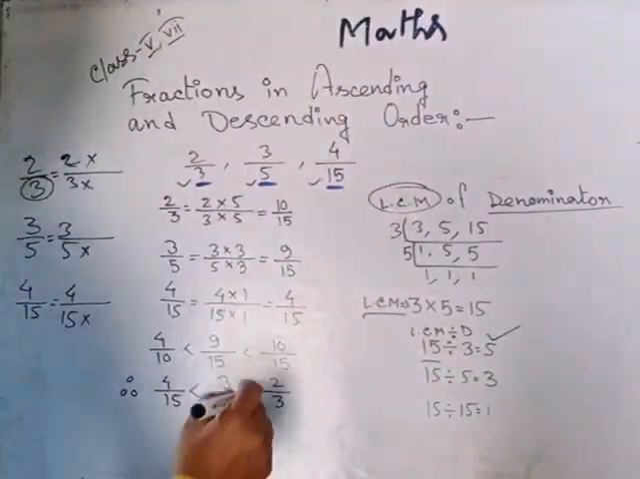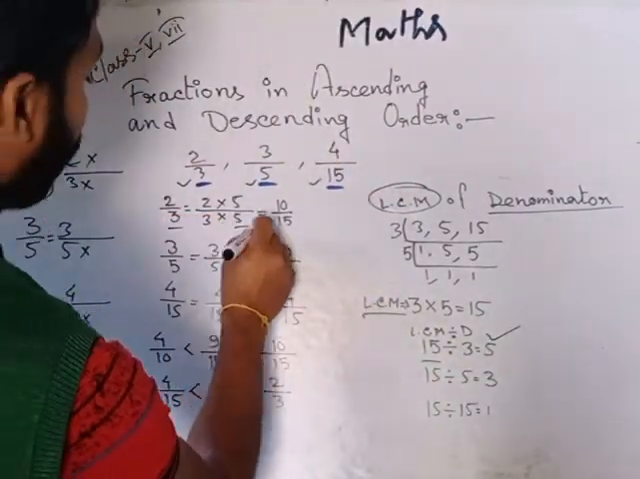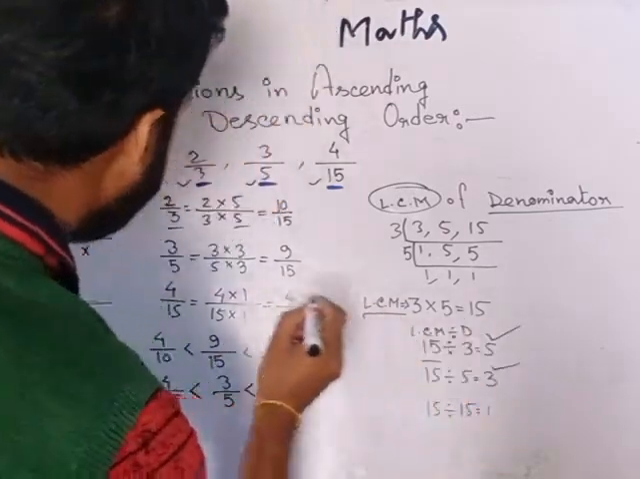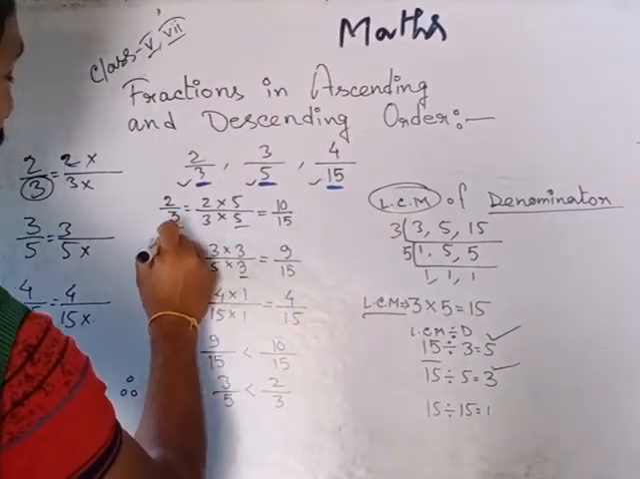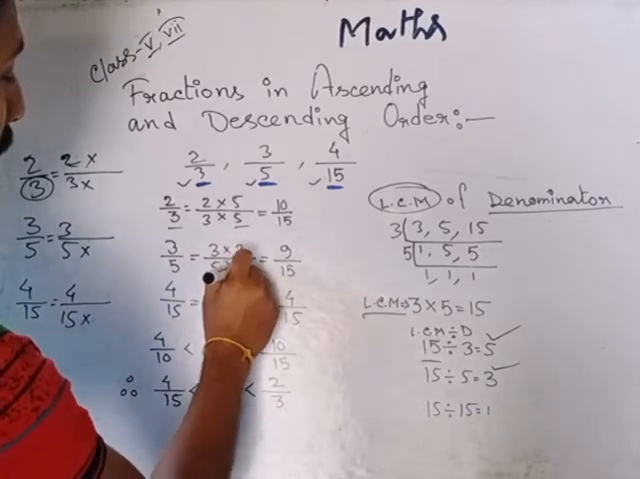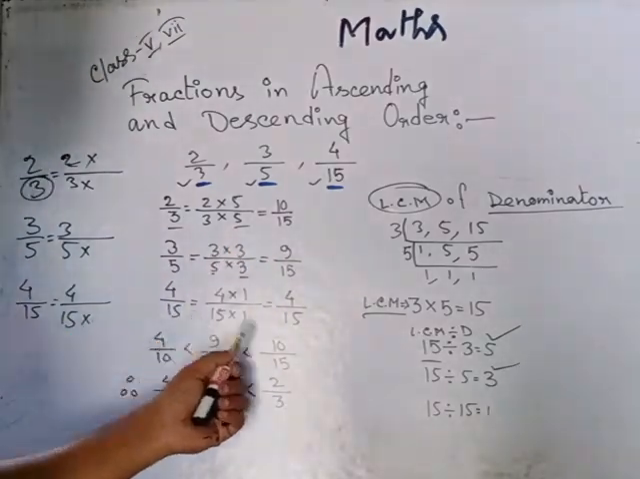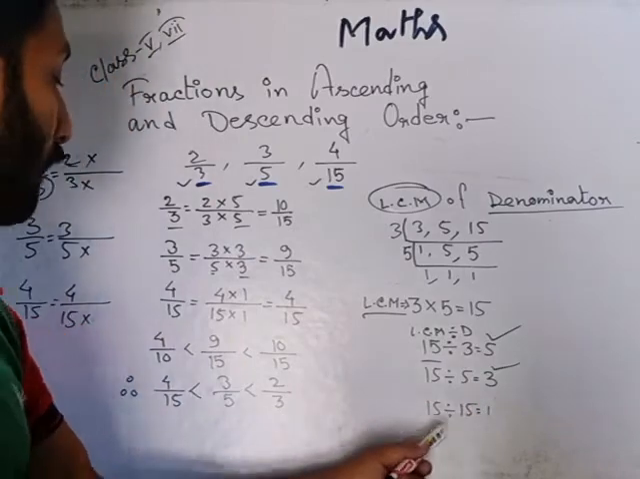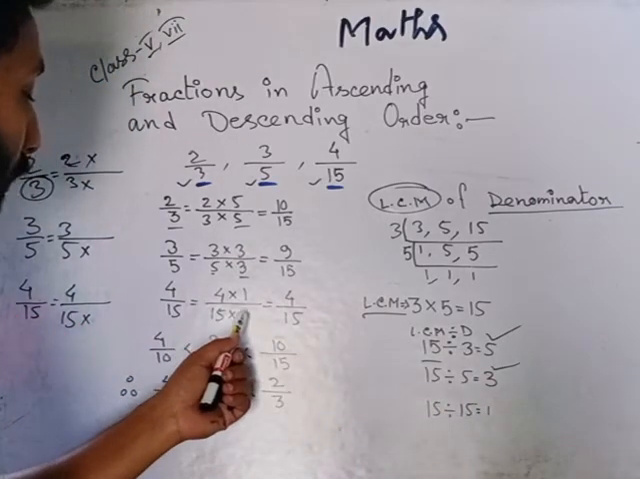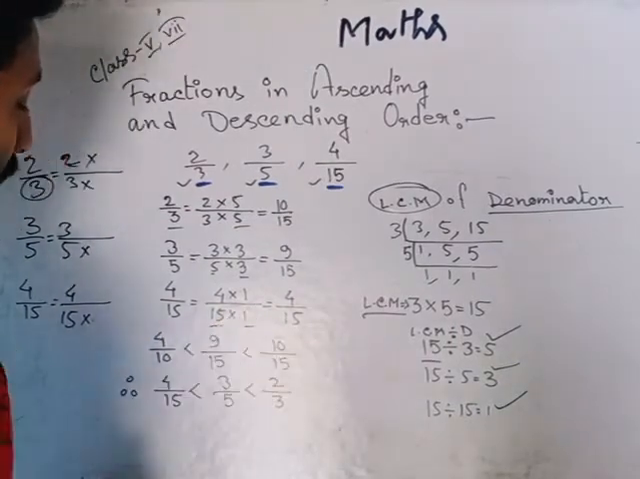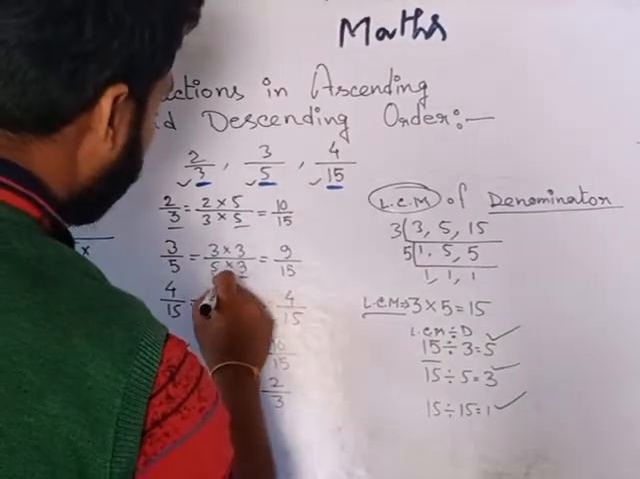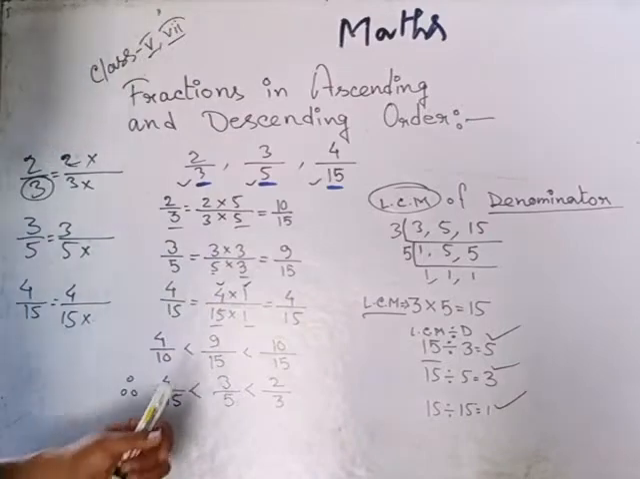At first we got 5, so we should multiply 3 with 5. The second time it is 3, so we should multiply 5 with 3, and the numerator is also multiplied by the same number. And for 15, the answer is 15 also, that means we should multiply by 1, so we multiply the denominator with 1, and the numerator also with the same number 1.